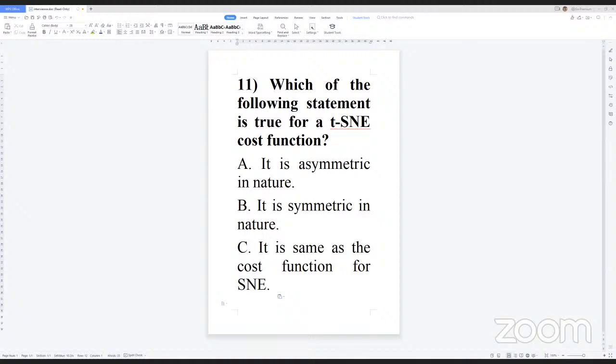Okay, for the 11th question, which of the following statements is true for the t-SNE cost function? Three options are given. A, it is asymmetric in nature. B, it is symmetric in nature. C, it is the same as the cost function for SNE. Maybe symmetric. Yeah, you're right. It's option B. It is symmetric in nature.